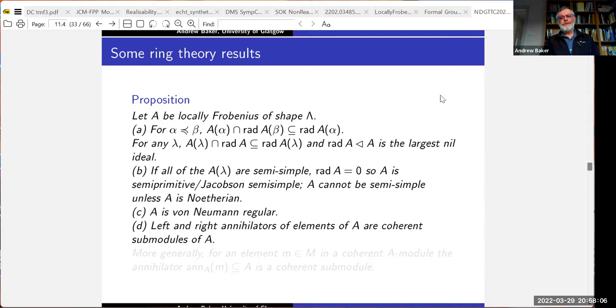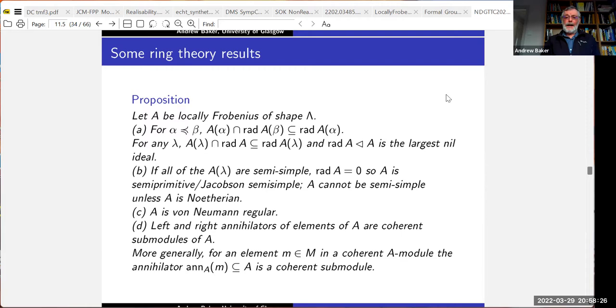Another useful fact, if you look at annihilators of elements of A, this is really a fact about coherent rings. The annihilator ideal of an element, left or right annihilator, is always a coherent submodule, so it's finitely presented. And then you can extend that a little bit. If you take a coherent A module and an element, the same thing is true. So these are useful facts if you're playing around with rings and modules and annihilators and so on.